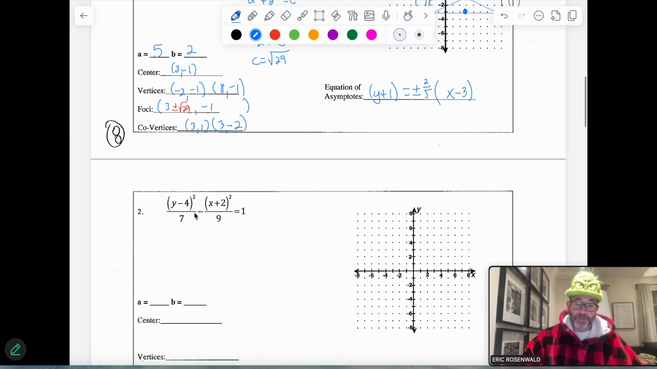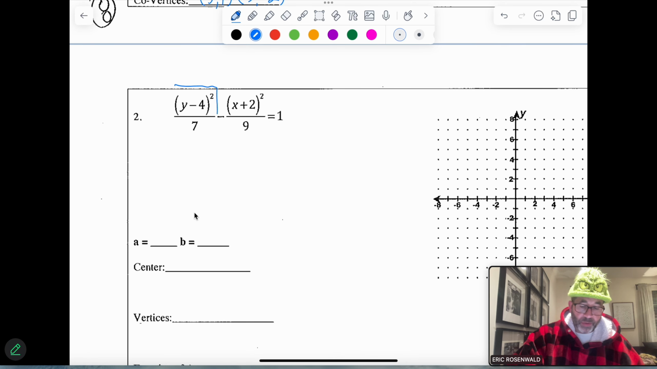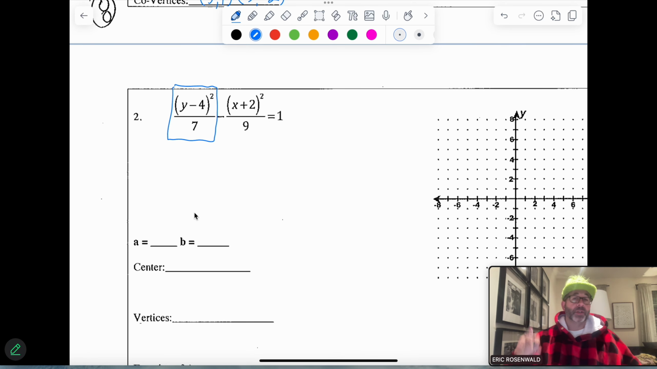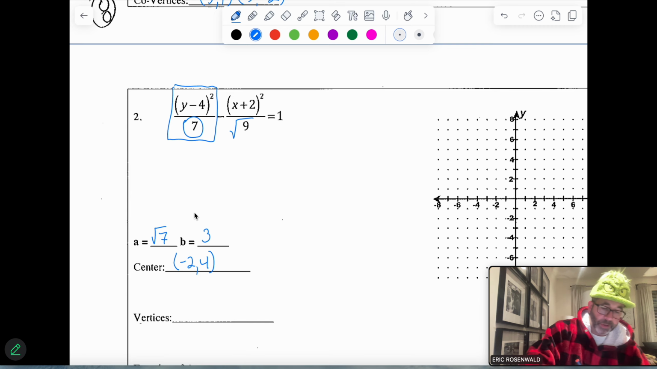Ready to try some more? Now this one is going to be a little different because the y squared comes first. That tells us it's going to open in the y direction. So the a value here is going to equal square root of 7 because the a value always comes first. The b value is going to equal 3 because it's the square root of 9. My center for this is going to be at -2, 4. So we'll go -2 and +4.